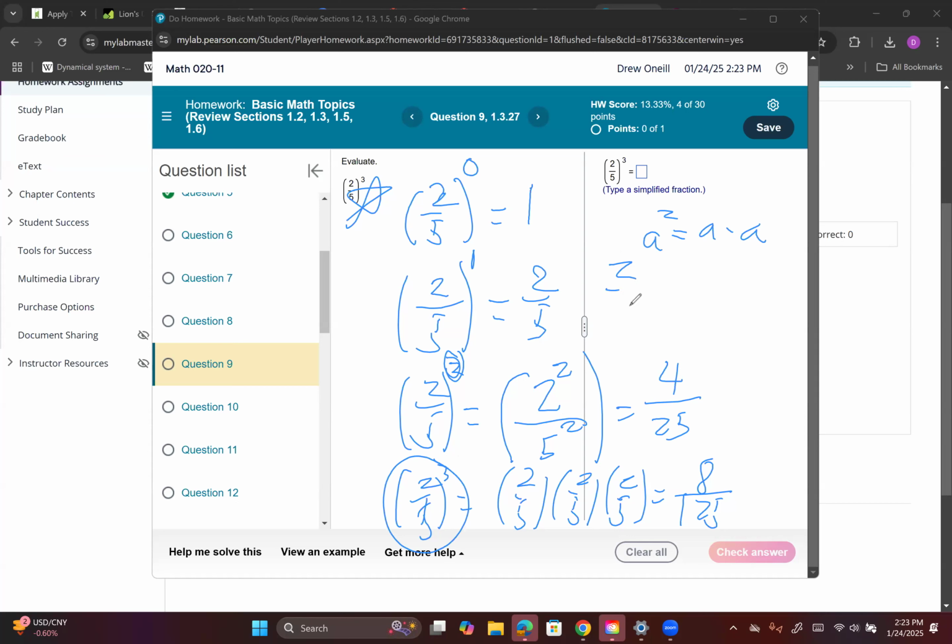Look at this. 2/5 cubed is what cubed over what cubed? It's 2 cubed over 5 cubed, which we know 2 cubed is 8, and we may know 5 cubed is 125. And so that's an alternative way to solve this.